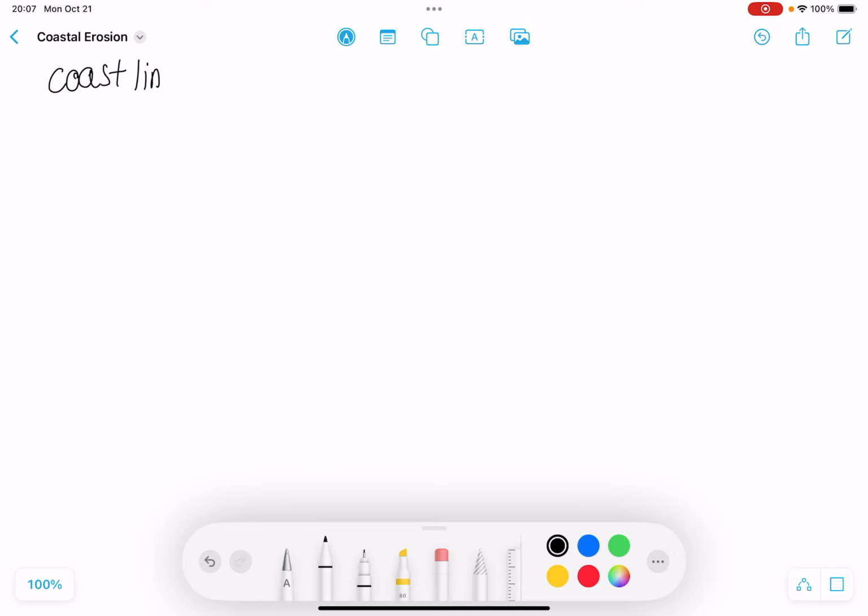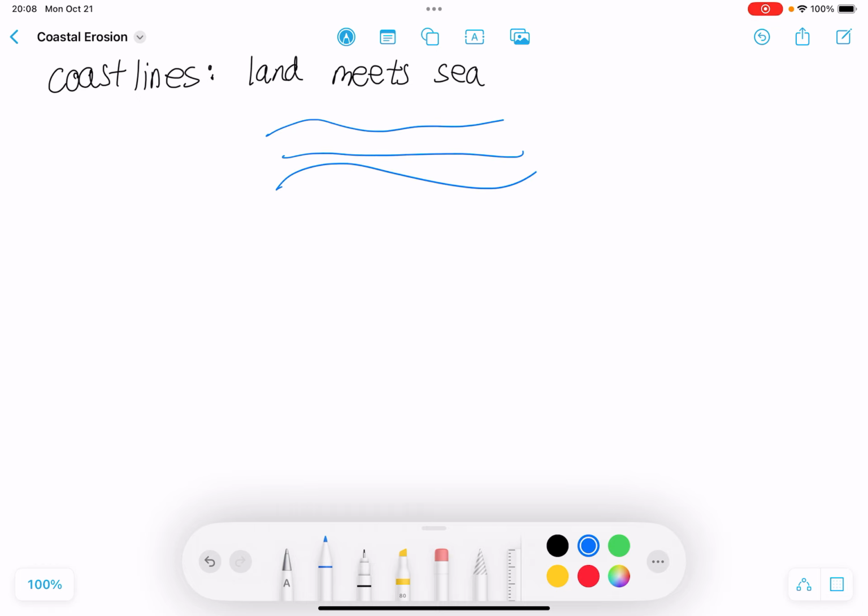If you don't know, coastlines are where the land meets the sea. For example, the beaches you go to are coastlines. The cliffs that people in the movies stand on are coastlines. The ocean's right underneath those, right? Like on a graph here, this is the ocean, and then this is the beach.